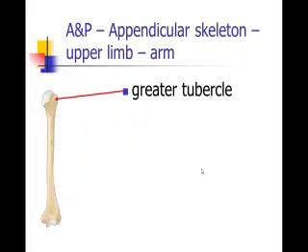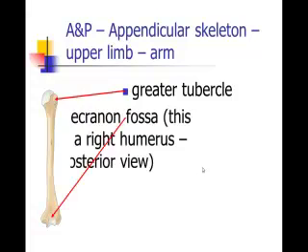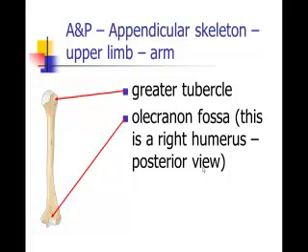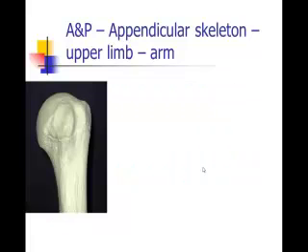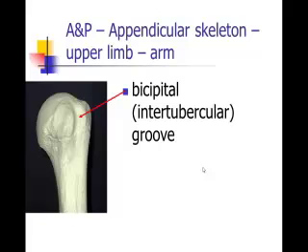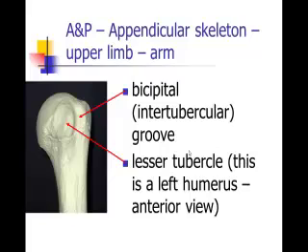Here we have the posterior view. We have the greater tubercle. We have the olecranon fossa. Olecranon fossa is where the olecranon process of the ulna inserts when your forearm's extended. And then we have the bicipital or intertubercular groove. This is where the bicipital tendon from the biceps brachii runs through that slot and then up to the supraglenoid tubercle of the scapula. We have the lesser tubercle.